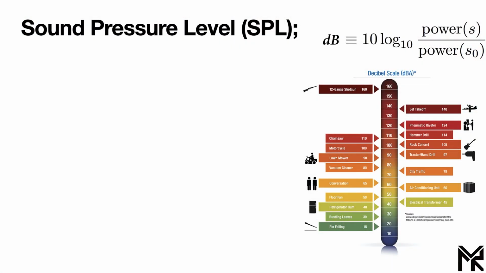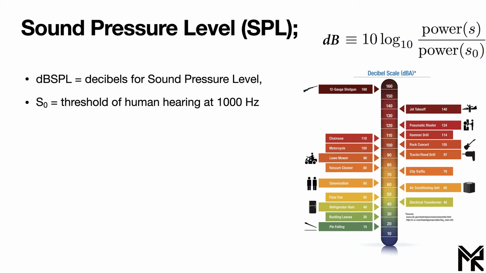The first dB, or decibel, measurement I want to talk about, and because there are different decibel measurements that are really important to understand the difference of, is what's called dBSPL, or decibels sound pressure level. S0, or a reference signal, is the threshold of human hearing at 1 kilohertz, or 1,000 hertz. A kilohertz is 1,000 hertz, basically.